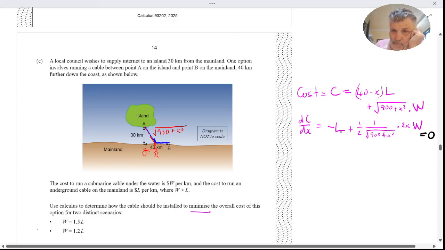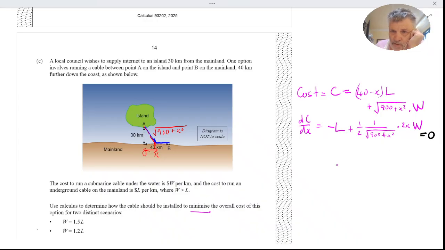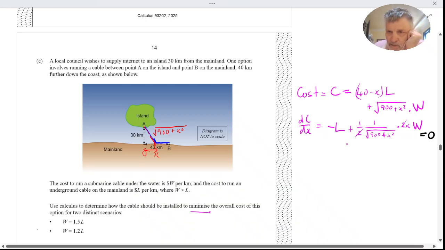I think the simplest way is to shift the constant over to the other side. We've got a cancellation of the 2's in the numerator and denominator first, so we're going to get x over the root of 900 plus x squared is equal to L, shifted over the other side. I'm going to divide by the W.